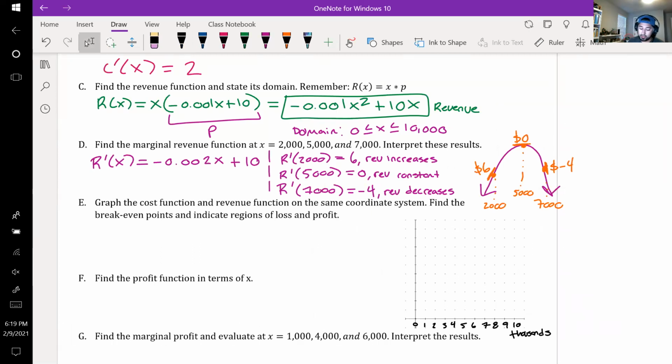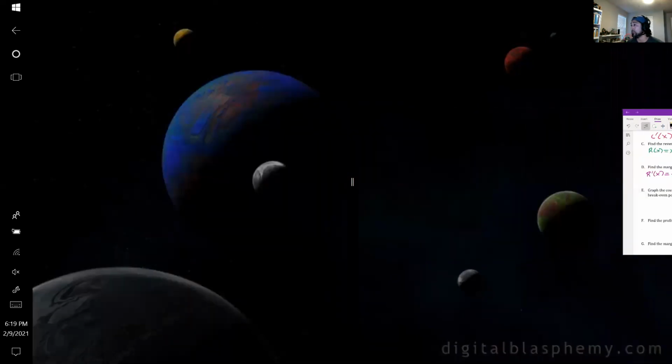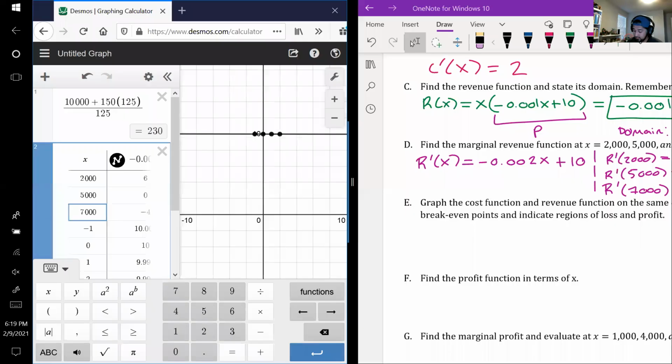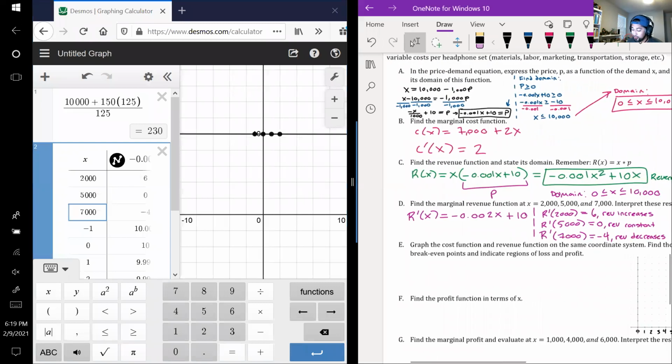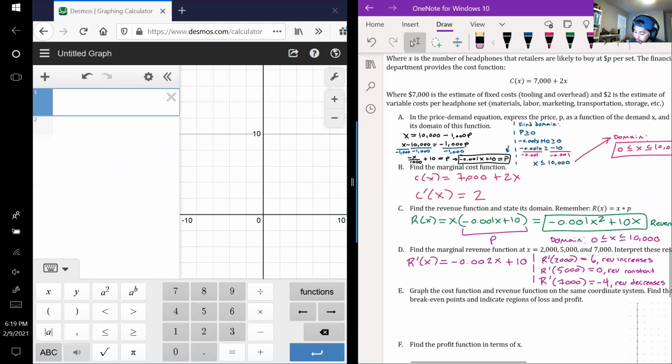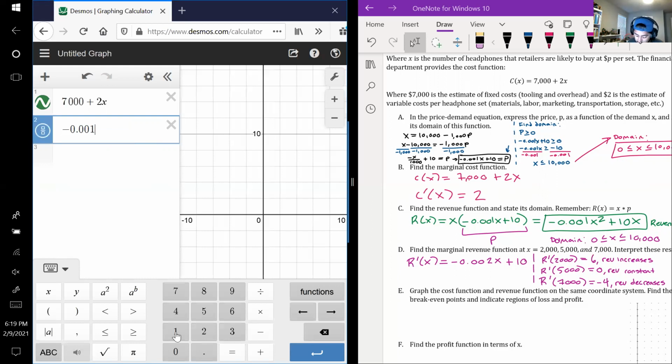But like I said, let's just go ahead and shortcut this by using Desmos, our best friend. Unless you really, really want to see the quadratic formula, I'll show you. But I'm showing you the faster way out of this, okay? So let me get rid of these. And first thing I'm going to do is put the cost function in, which is 7,000 plus 2x. And then next, I'm going to put in the revenue function, which is negative 0.001x squared plus 10x.